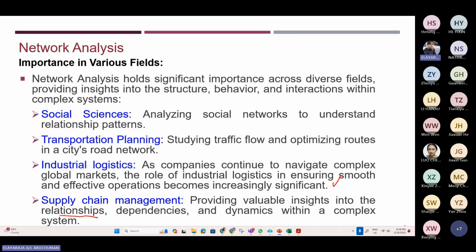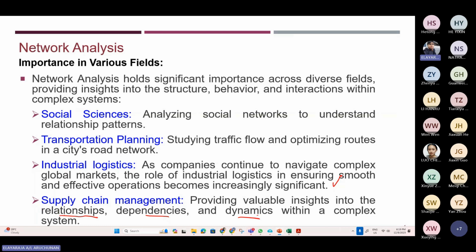Based on the activities that we carry out, you can see the relationships, how the supply chain management is involved, and the dependencies as well as the dynamics within the complex system. So you see the supply chain is a very complex working environment. So it's easy for us to represent the supply chain problems or activities by converting them into a network model, and then we represent all the data that we have.